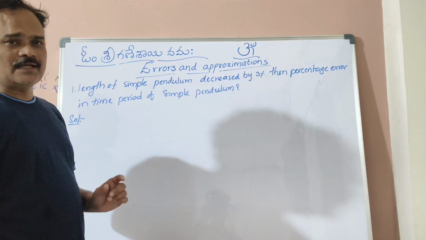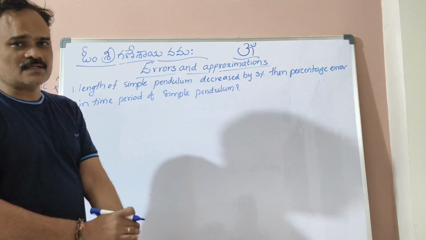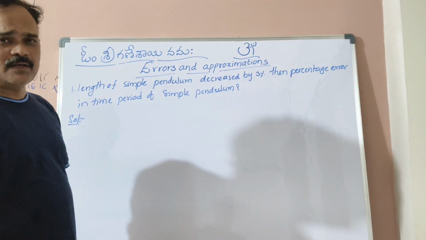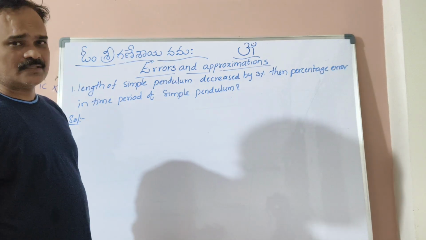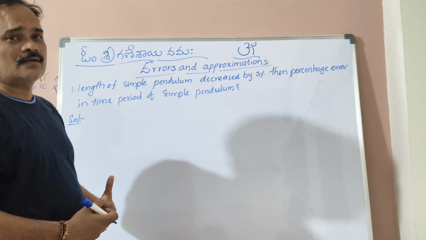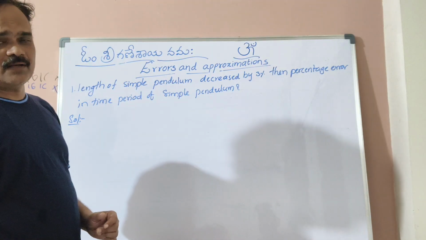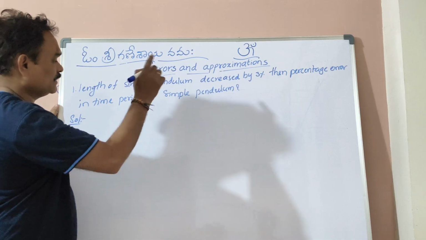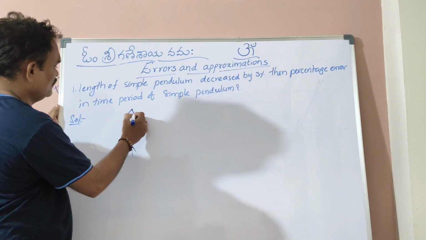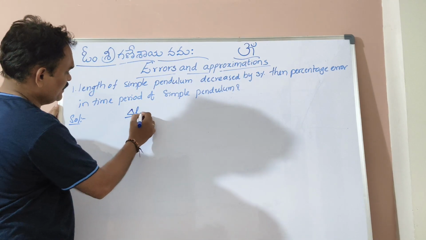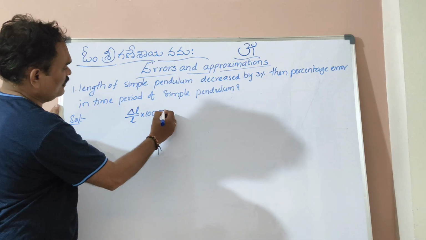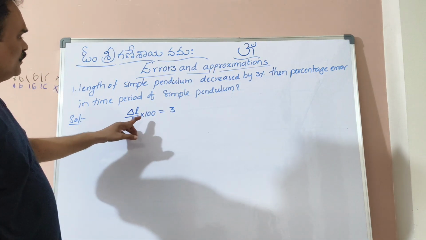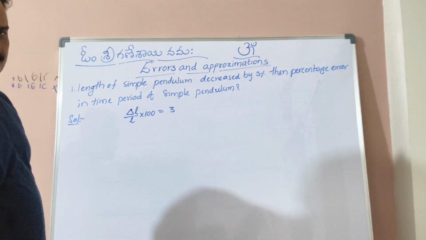To discuss related problems, the concept of errors and approximations. Now, this is one question. The length of the simple pendulum is decreased by 3%, and find the percentage error in the time period of the simple pendulum. So here, the length of the simple pendulum is decreased by 3%, which means the percentage change in the length of the simple pendulum equals 3, which means we have to write delta L by L into 100 equals 3.